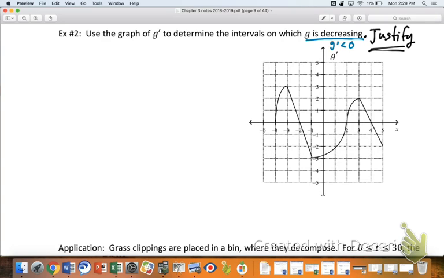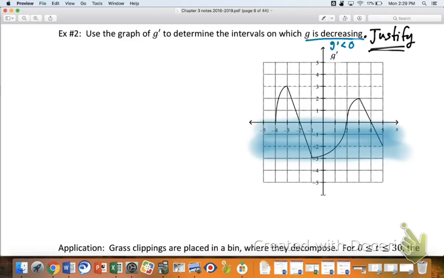When G prime is negative, G is decreasing. So really, to be honest with you, this is where, you remember all that work we've put into drawing these graphs of derivatives? This is where some of this will hopefully start to pay off. Aren't I really looking for places where G prime is below the x-axis? So any interval that is in that blue shaded region would be what I'm looking for, and anything that's not in that blue shaded region is not what I'm looking for.